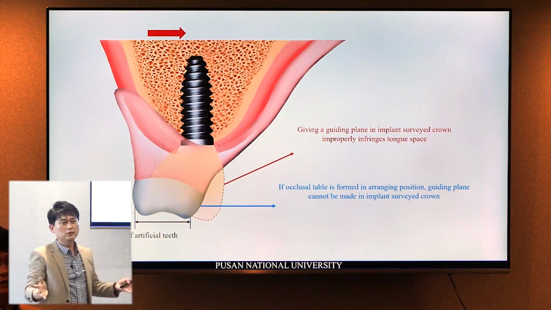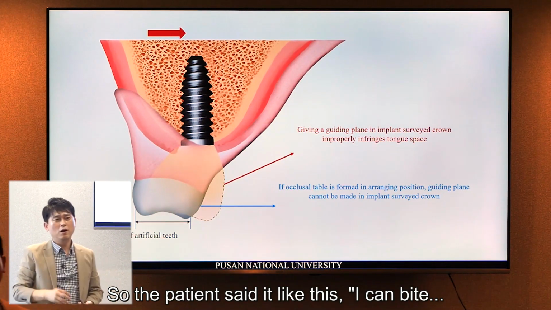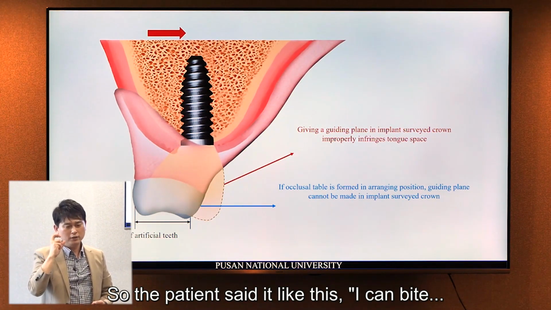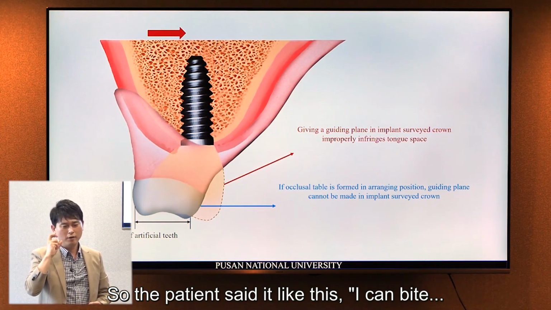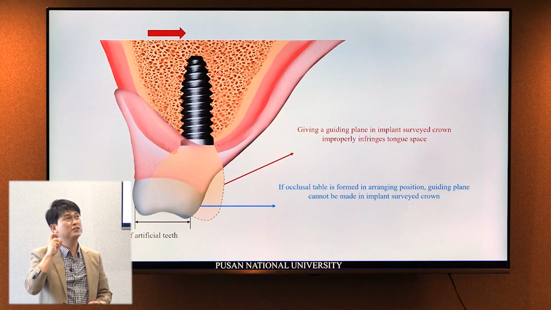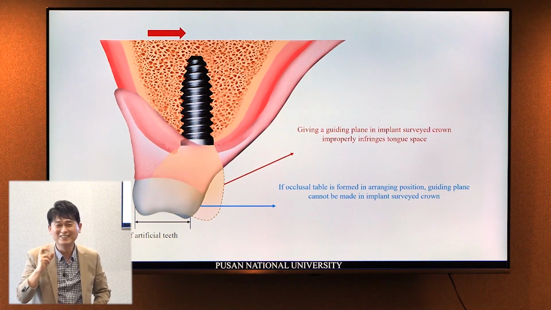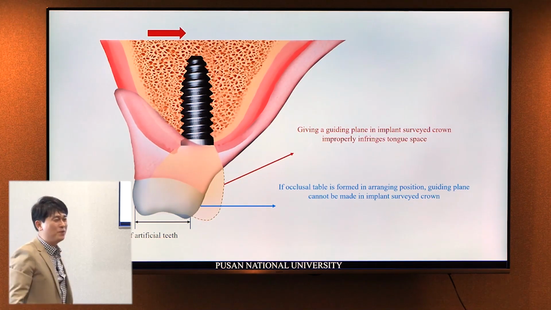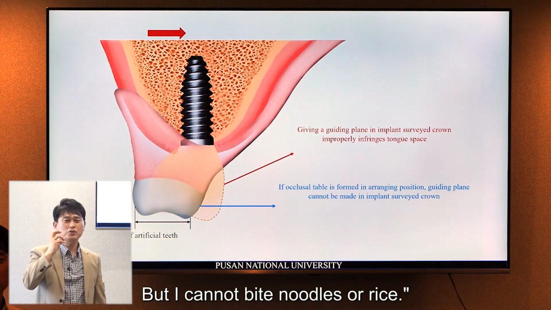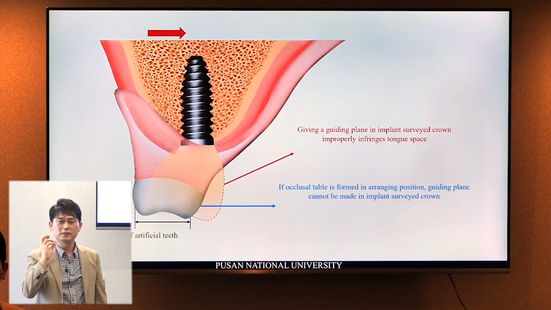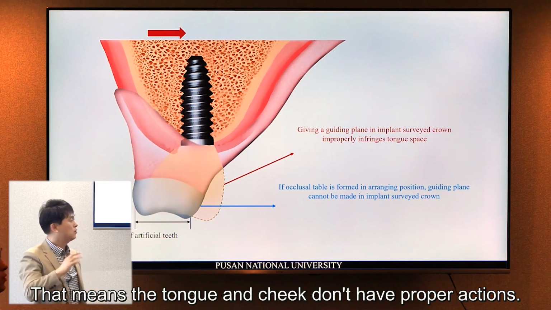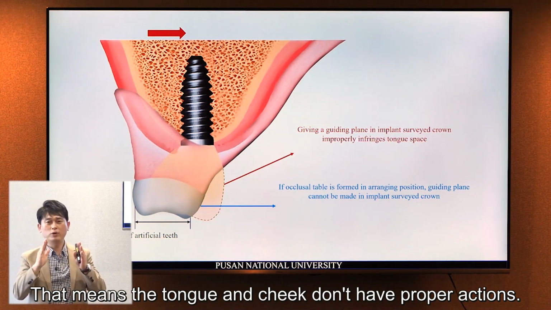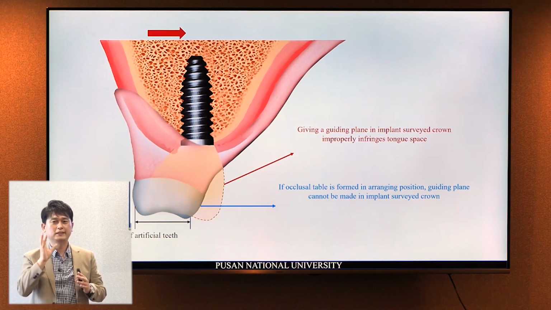impossible. So the patient says like this, I can bite, how can I say? What is 무 in English? Radish, right? But I cannot bite the noodles or rice. That means the tongue and cheek don't have the proper actions.